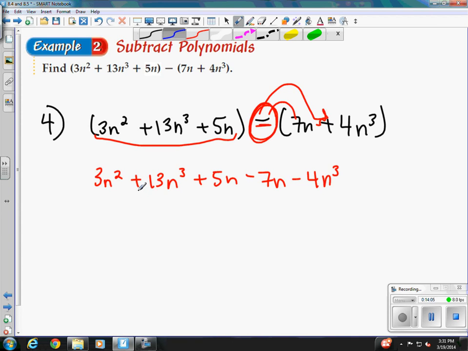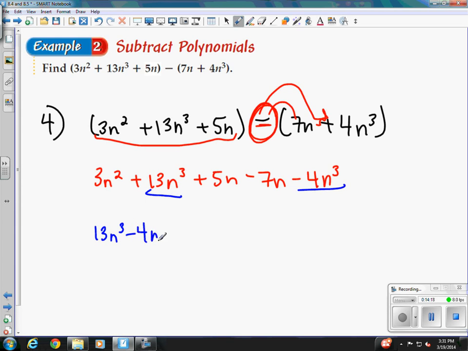So I always like to put them in descending order, so I'm going to look for my highest exponents first. So I have a 13n to the third. And we check for any other n to the thirds. I have a minus 4n to the third. Then my next highest exponent is 3n squared, so he's positive 3n squared. He doesn't have anybody to go with, so my last ones are just my 5n minus 7n, and they're already together, so I just drop them down.